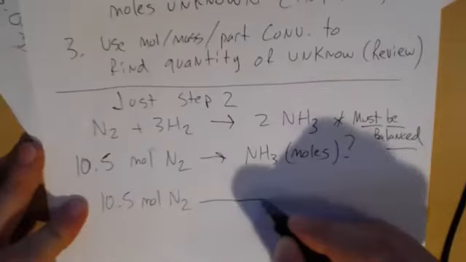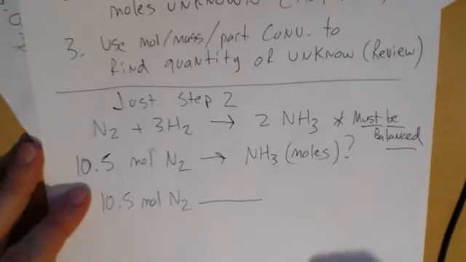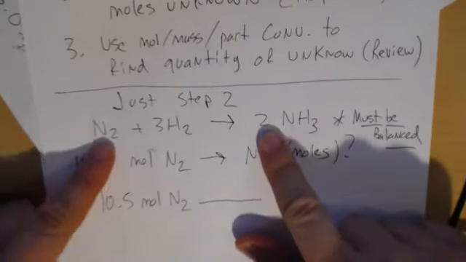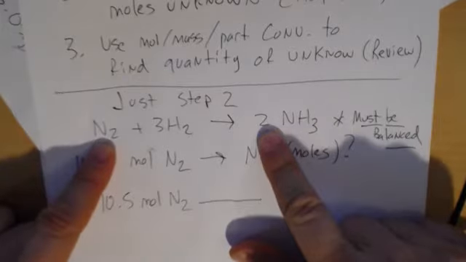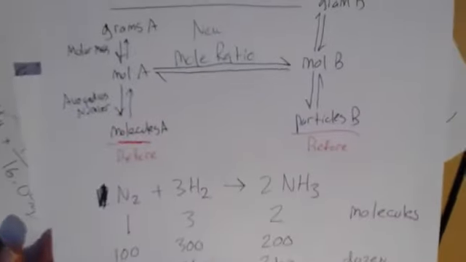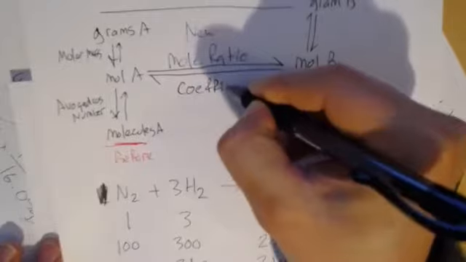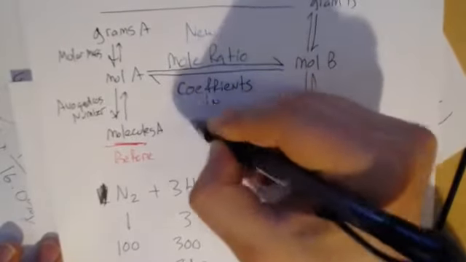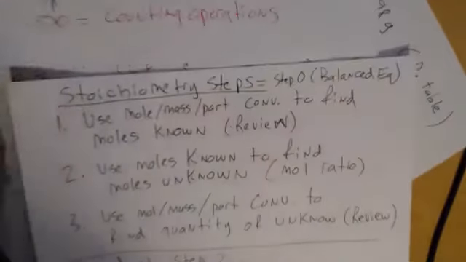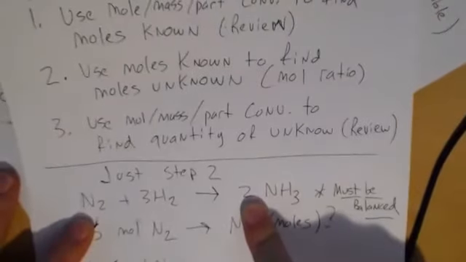Okay, so let's continue. I have moles of nitrogen and I want moles of ammonia. What is the mole ratio, since I have a balanced equation? If you wrote this in your notes, the mole ratio comes from the coefficients in the balanced equation. So what are the coefficients between nitrogen and ammonia?